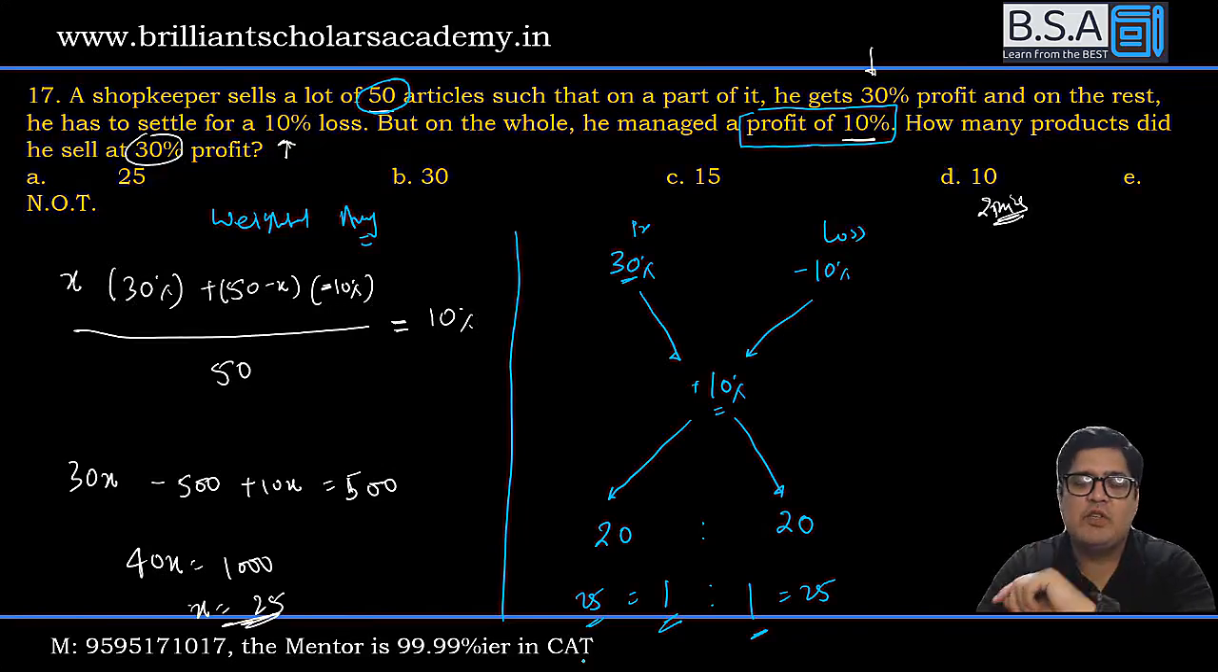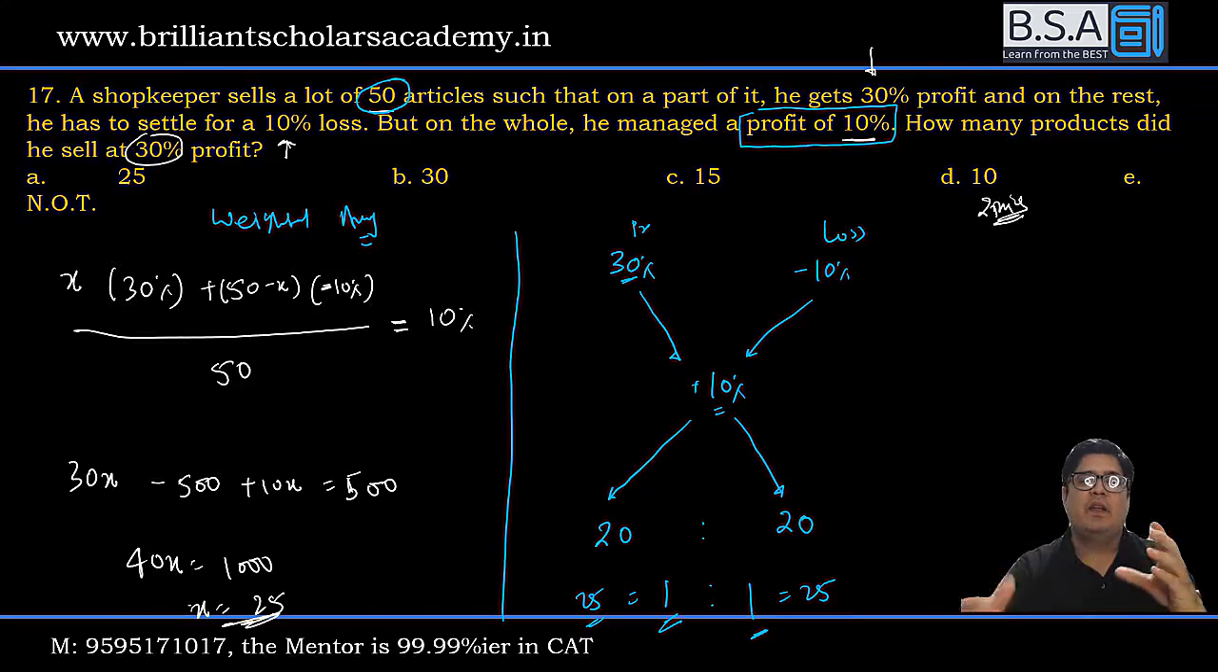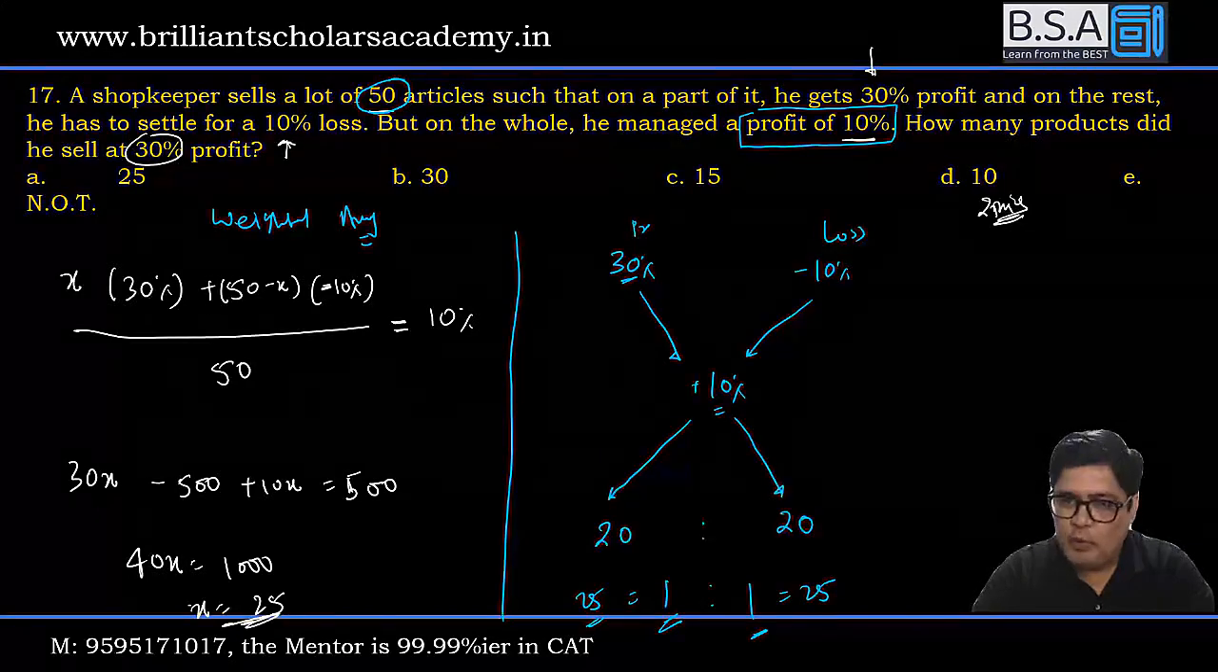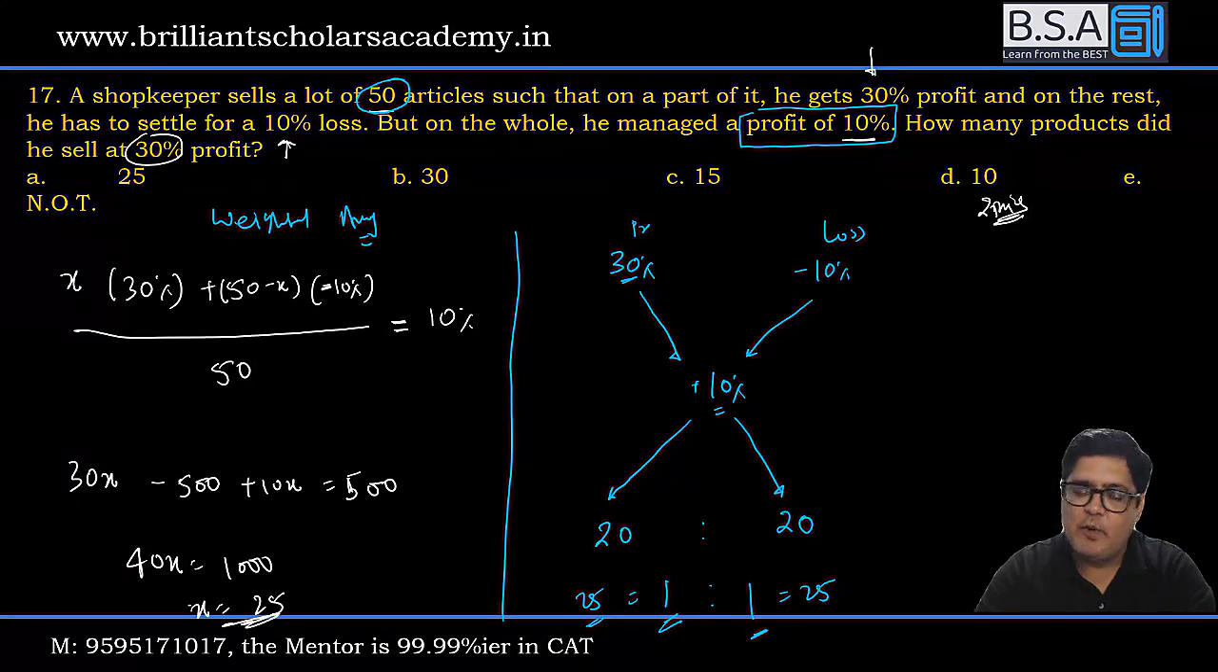The second approach is called allegations. We will see all of this in much detail when we reach allegations. What is the idea? How do you combine two percentages to generate a third? In what proportion do you mix? That is called allegations. Answer is A, 25. Two methods, one weighted average, one allegations. You could assume two variables also, as you have done, X and Y. That's also perfectly fine.